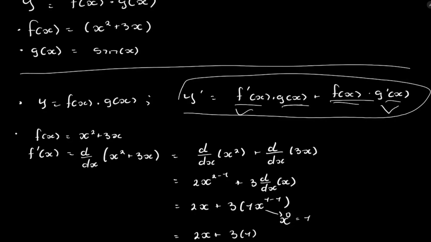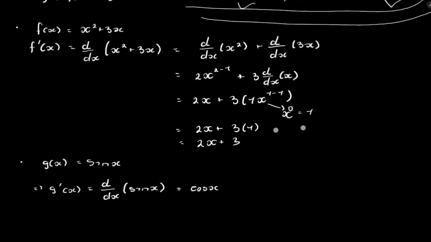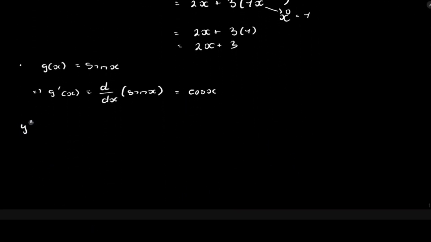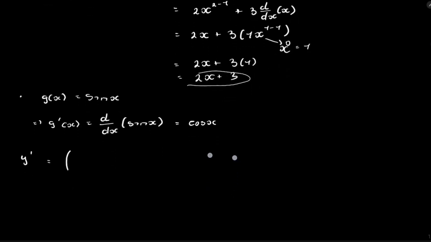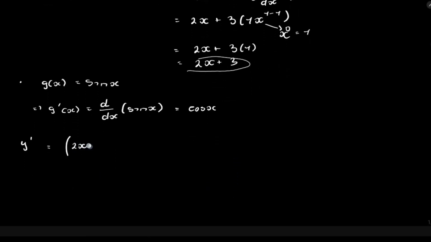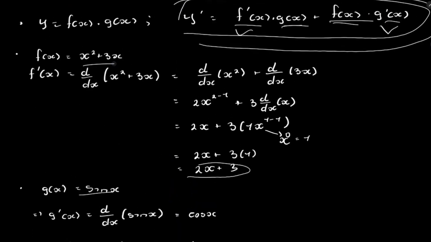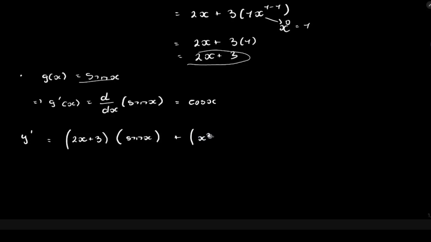This leaves us one step, substituting each function into our final expression. So what does our final expression say? It states that y prime is equal to f prime of x. What is f prime of x? From our previous differentiation, f prime of x is the function 2x plus 3. That is 2x plus 3 times g of x. What is g of x? G of x is the function sine x. Plus, what is f of x? F of x is the function x squared plus 3x, times g prime of x, which is the function cos x.